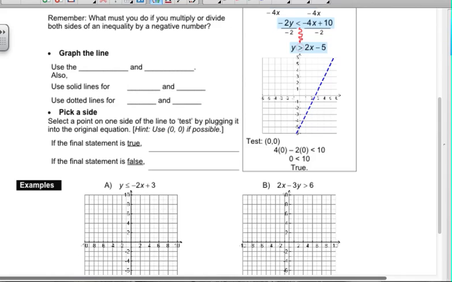Okay, so one thing you must remember, this is very important to remember: if you multiply or divide both sides by a negative number, you have to switch the inequality. Okay, so let's take a look at this guy right here, which was 2x minus 4y is less than 10.